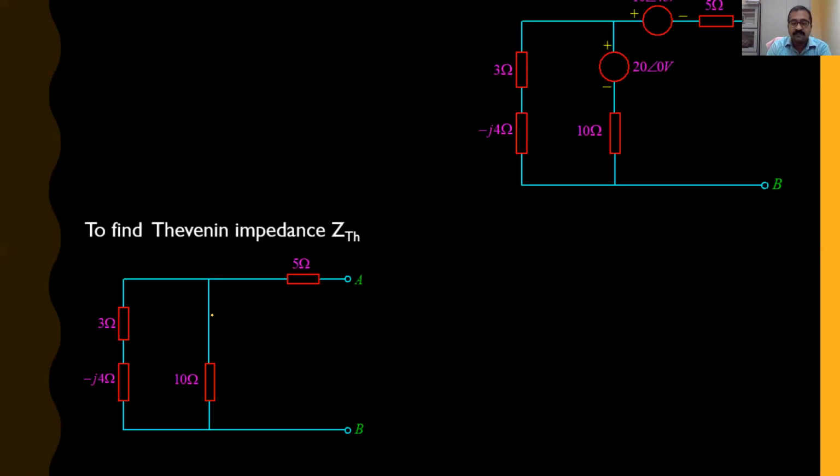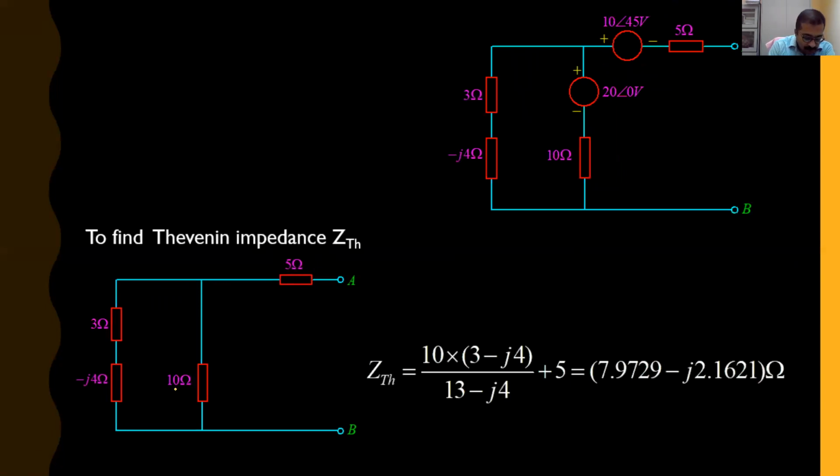Now how will you find the effective impedance? Assume a current is entering at point A. What happens? It will flow through the 5 ohm. After reaching this point, it splits into 2. One will flow through the 10 ohm, another will flow through the 3 minus J4 ohm. Right? That means 3 minus J4 is in series, that branch and the 10 ohm are in parallel, and that combination and this 5 ohm are in series. So you can find your ZTH like this.